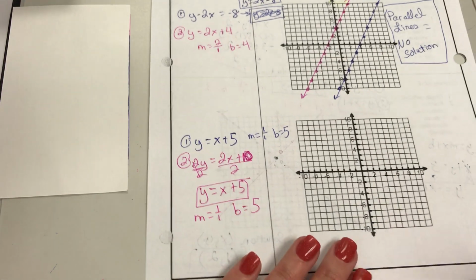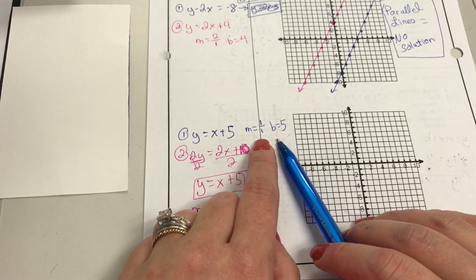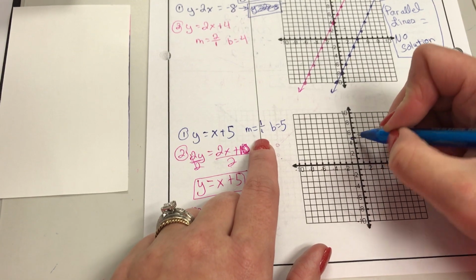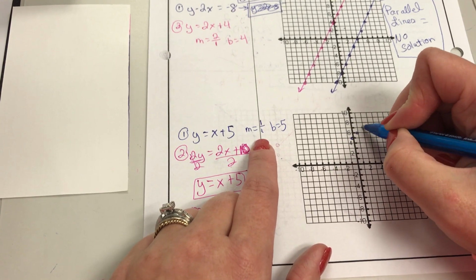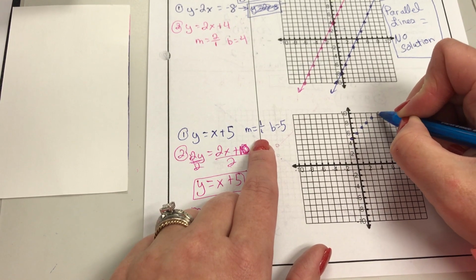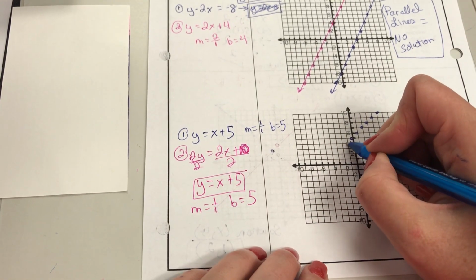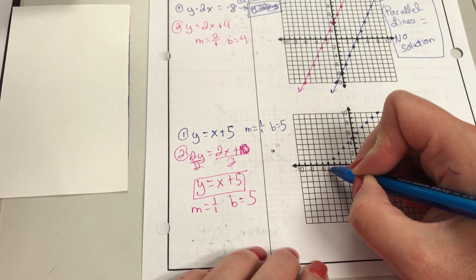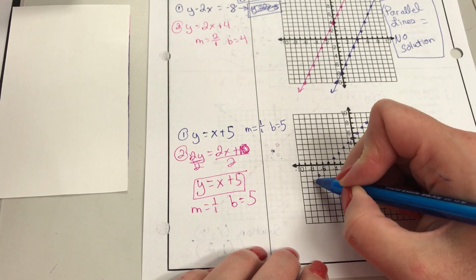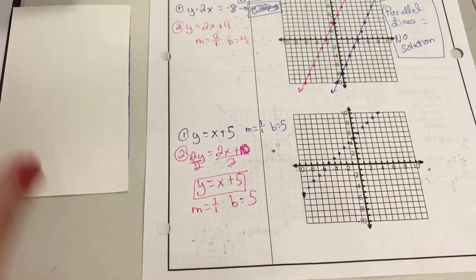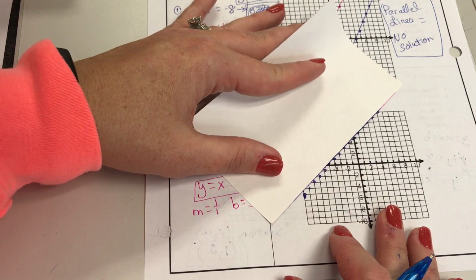Okay, so let's graph the first line. The first one says we are going to start at 5. 1, 2, 3, 4, 5. We're going to go up 1/1, up 1/1, up 1/1, and so on. Then I'm going to go down 1/1. I'm going to do the same thing. Okay, so let me draw that line.